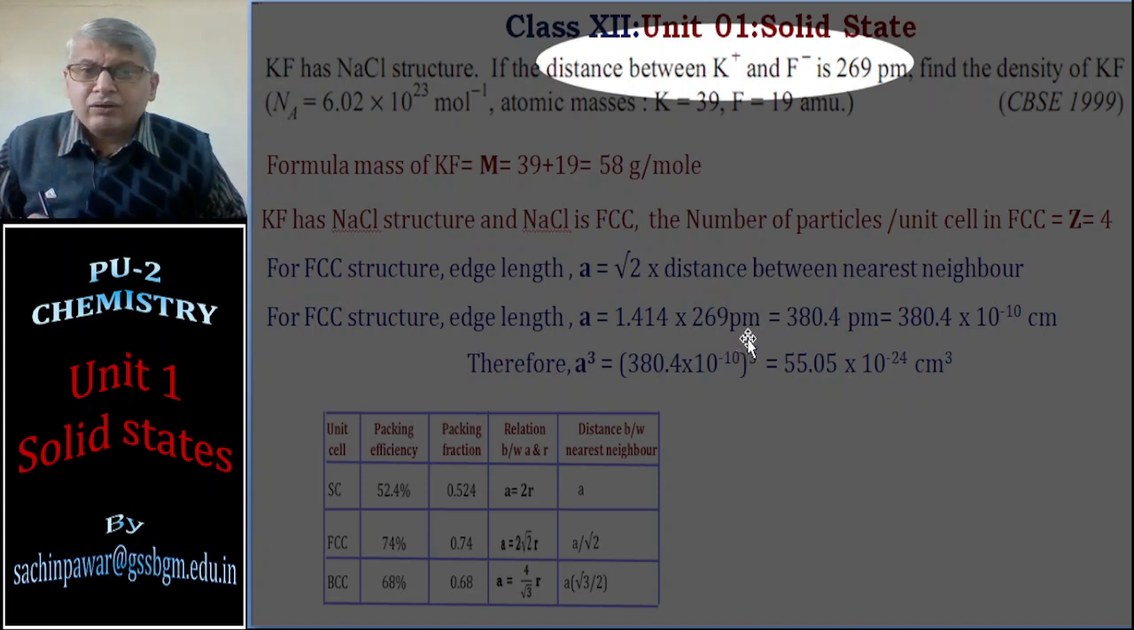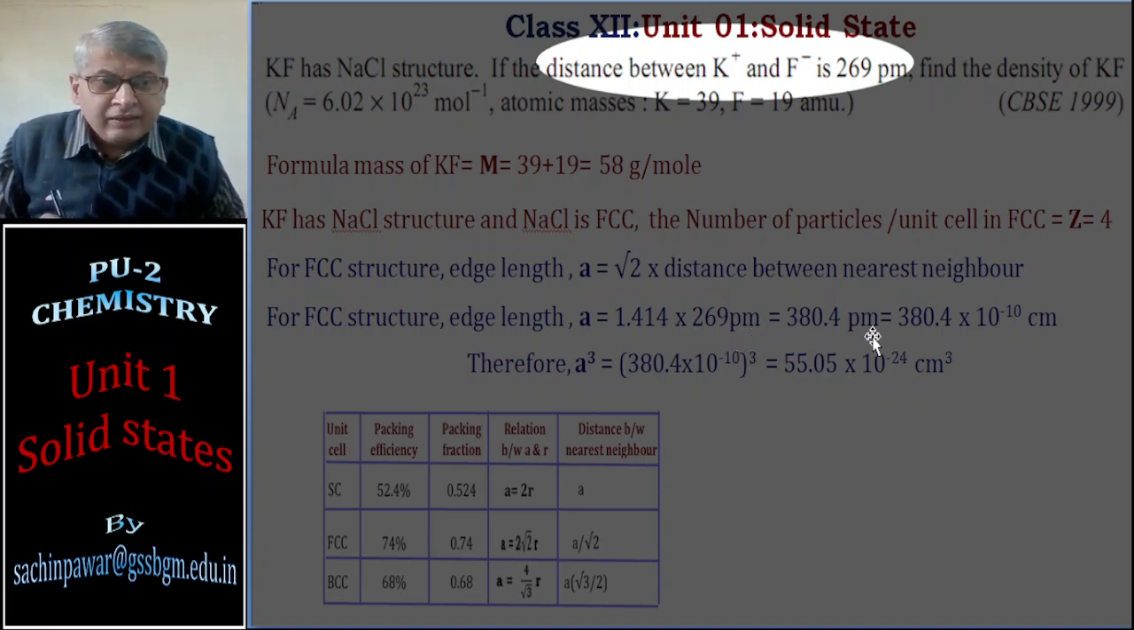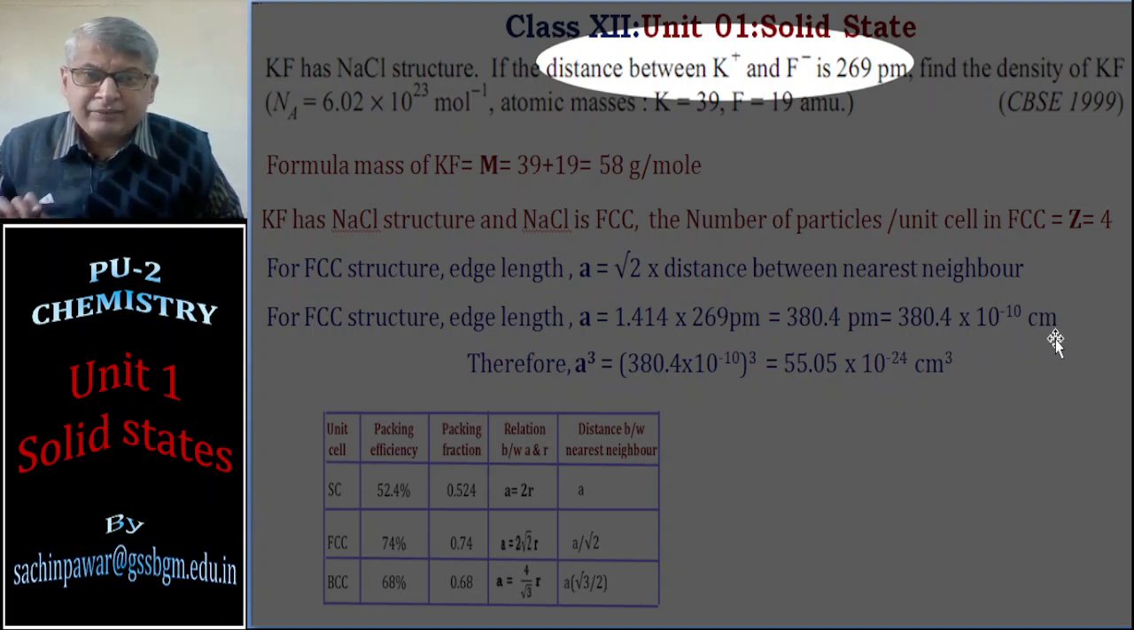Picometer is not the required unit, so we'll convert it into centimeter. Pico is 10 to the power minus 10 centimeter, so it is 380.4 into 10 to the power minus 10 centimeter. We have got A. Therefore, I will find out A cube, because in the denominator A cube is there.